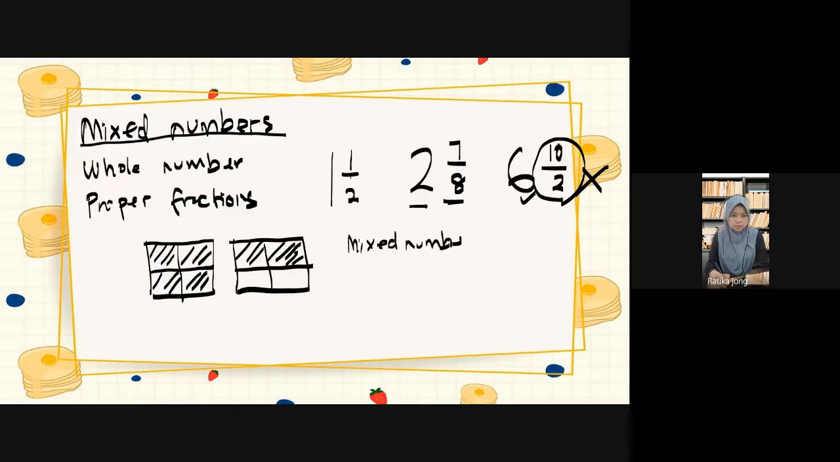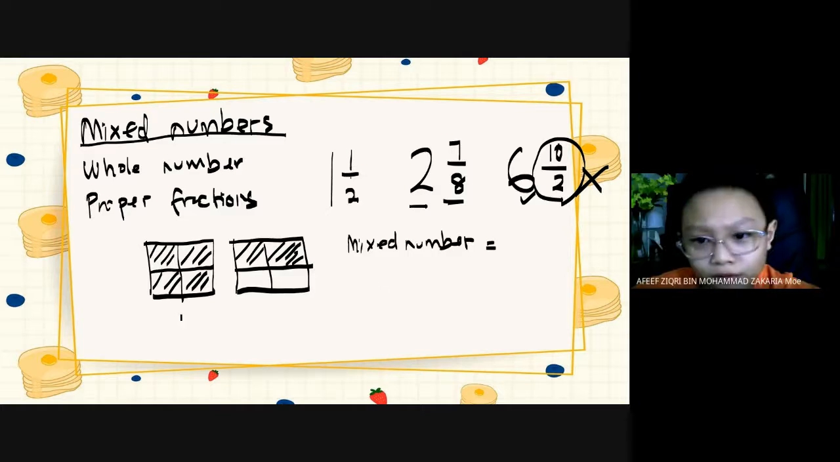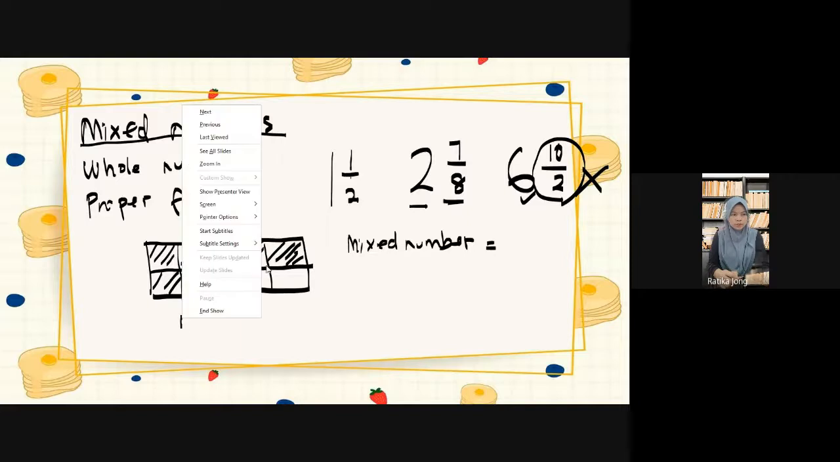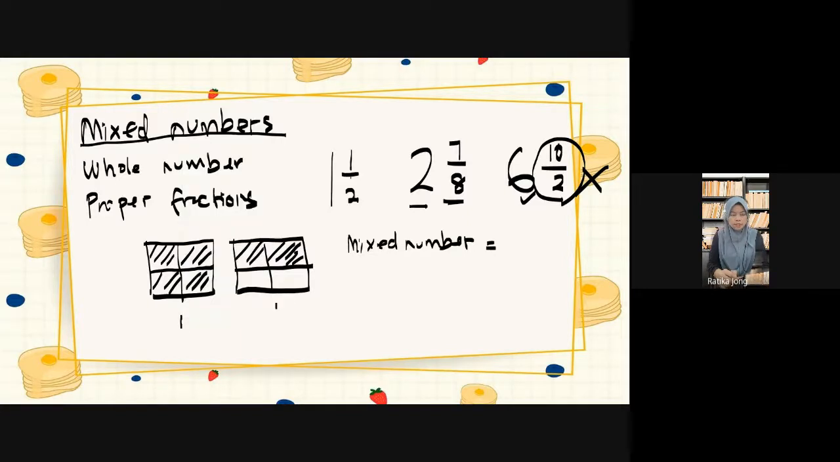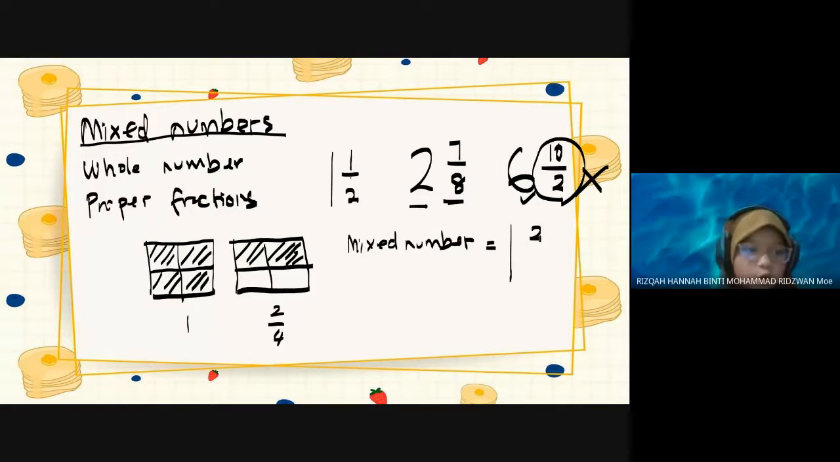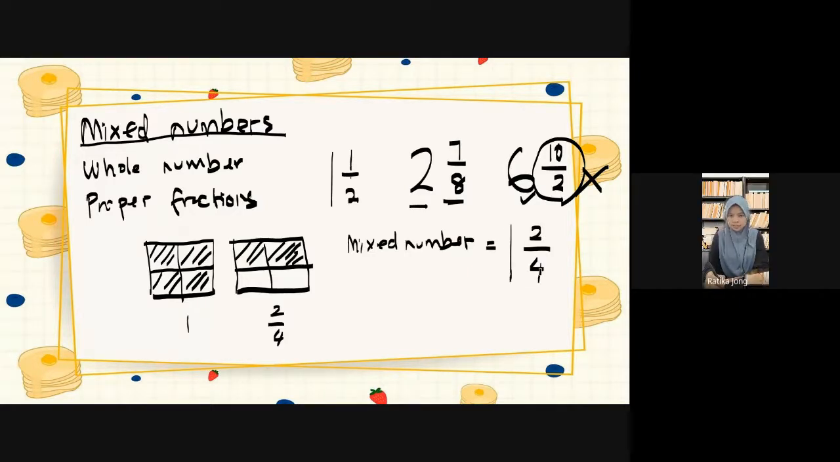Apa mixed numbernya? This is how many? This is one, kan? One whole, kan? This one is over, the top is 4. Berapa? 2/4. So, mixed numbernya apa? 1, 1 and 2/4, kan? This is the mixed number, kan?